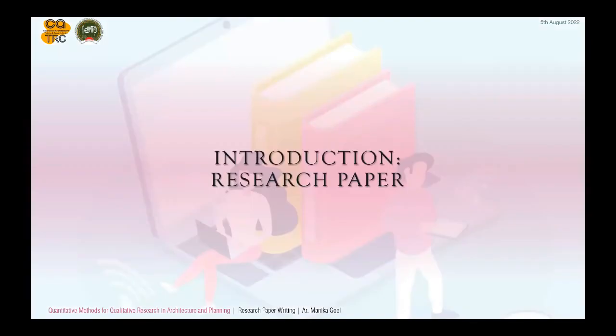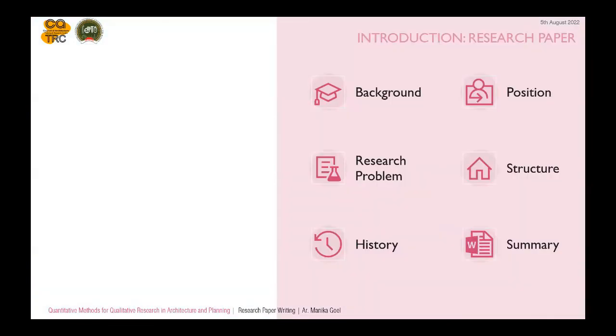Coming to the next heading, the introduction of a research paper is where you set up your topic and approach to the reader. It has several goals: you provide a background or summary of existing research, you give a position of your own approach, you detail out your research problem, you give an overview of your paper structure, and you provide a history and summary of the subject. It's also important to note that the introduction looks different for an empirical paper and for an argumentative paper.